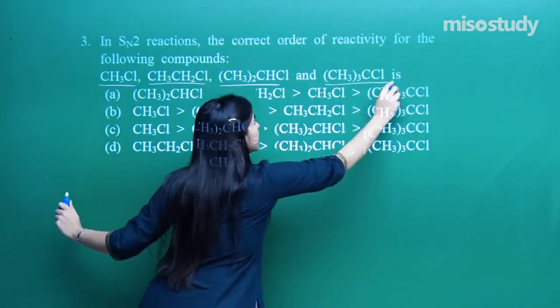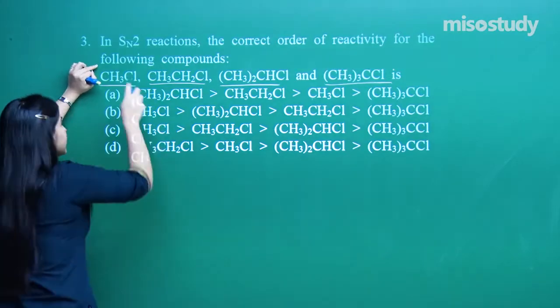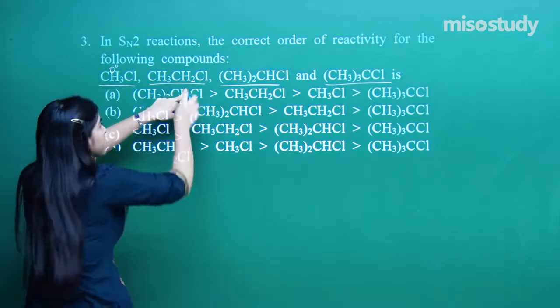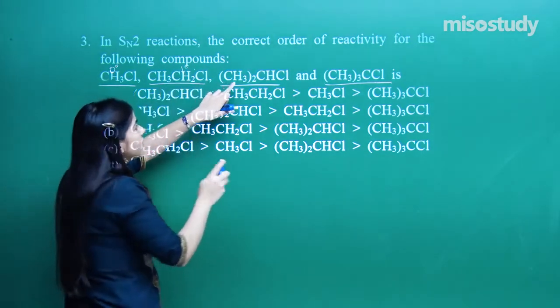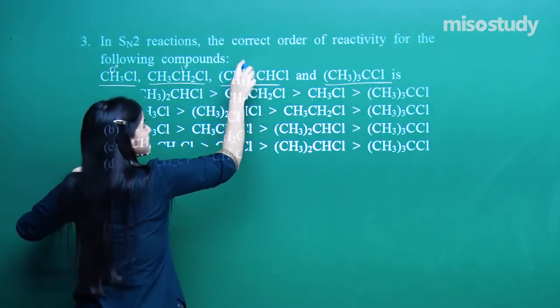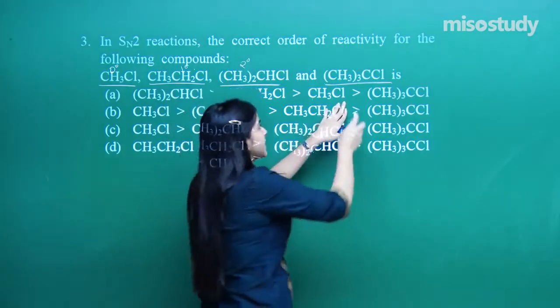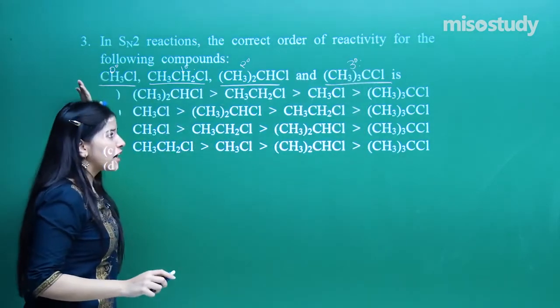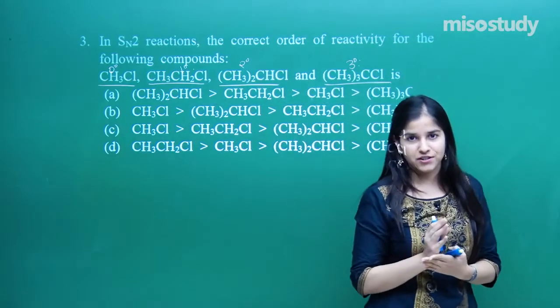So if you observe the compounds carefully, what kind of carbon is this? This is 0 degree carbon. This is primary: a carbon attached to 1 carbon is primary. A carbon attached to 2 carbons is secondary. A carbon attached to 3 carbons is tertiary. So we have got 4 kinds of carbons and we all know the reactivity order for SN2 reaction.